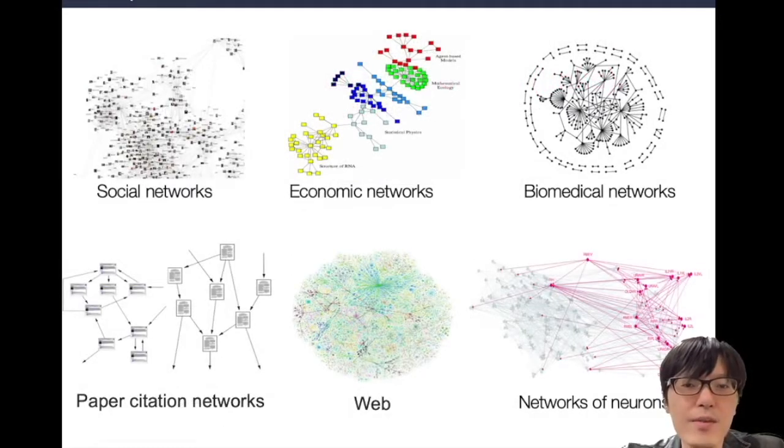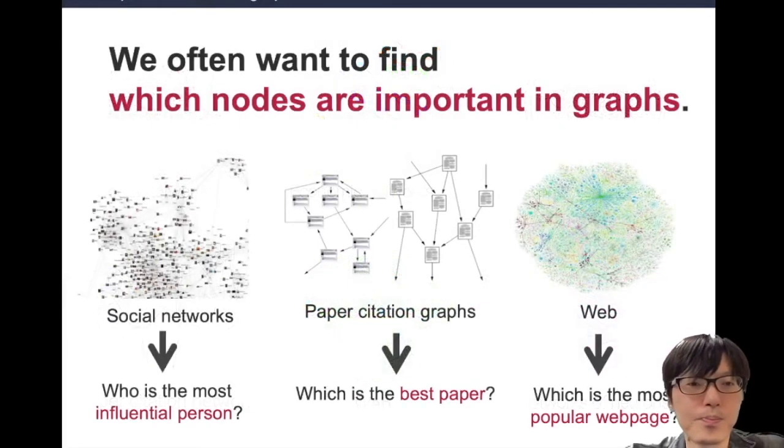We often observe various kinds of graph data in our daily life. The most popular graph data is social network data. Another popular example of graph is paper citation networks. The web is also one of the most popular graph data. One unfamiliar example is neural networks, economic networks, and so on.